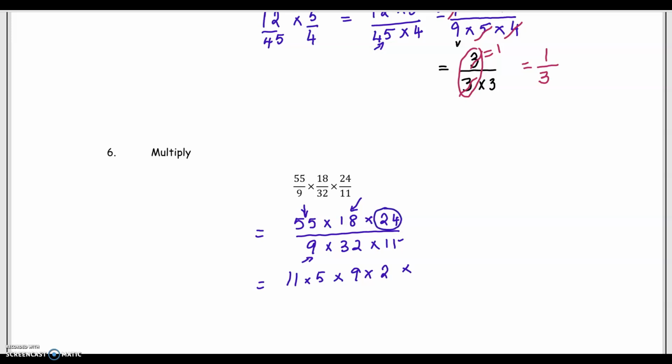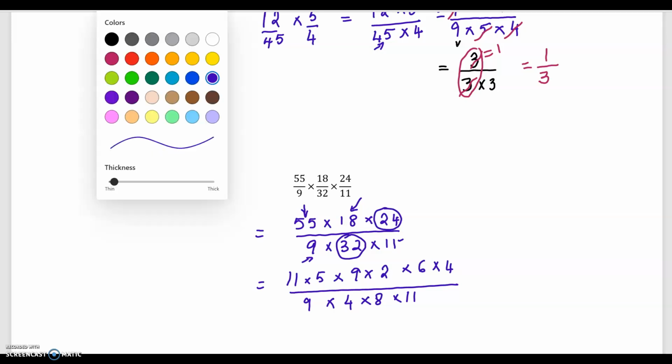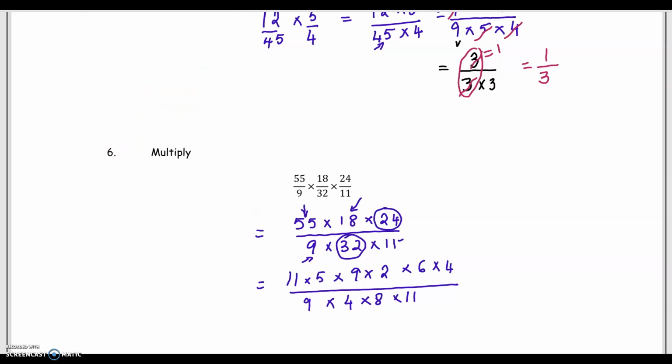Times, I see a 24 and a 32. If you know the multiplication tables for 4, 6 times 4 is 24. In the denominator, I have a 9 times 4 times 8 times 11. 8 4s are 32. So I'm just breaking down the numbers very carefully by looking for common factors in the numerator and denominator. I can only do that if I have my multiplication tables memorized.